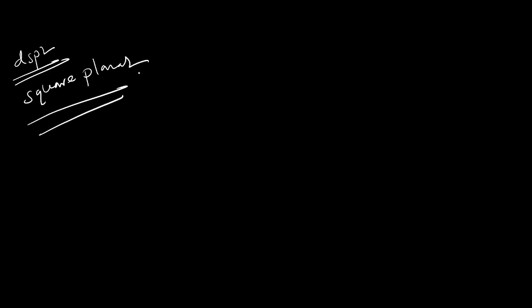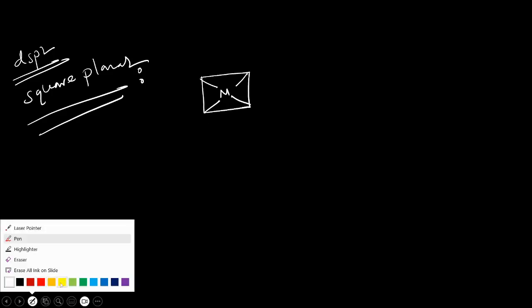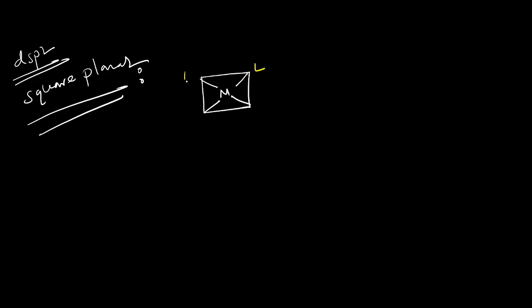If the central metal atom is dsp2 hybridized, then it gets square planar geometry or square planar shape, where the central metal atom is placed at the center of this square, and all the four ligands are placed at the four corners of this square, right?